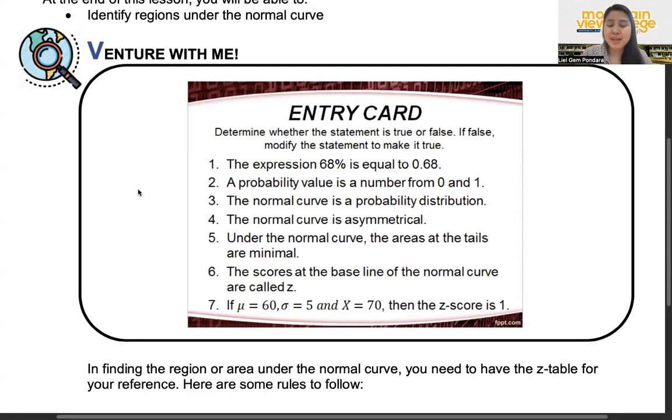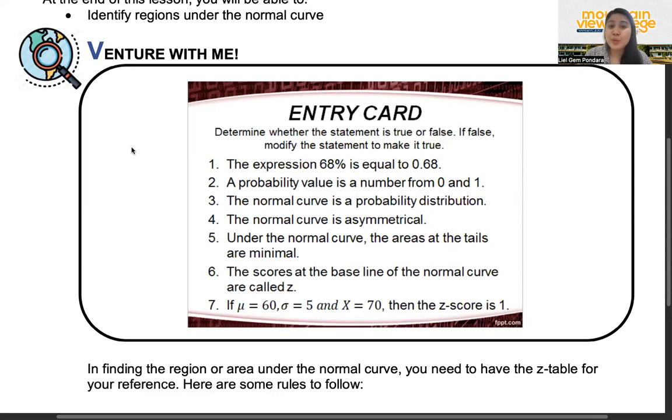Next, number 3. The normal curve is a probability distribution. What's your answer? True or false? Very good, it's true. Next, number 4. The normal curve is asymmetrical. We have an answer. Very good, it's false.